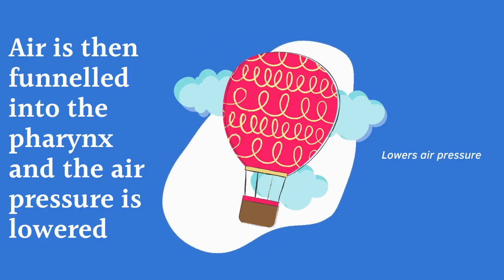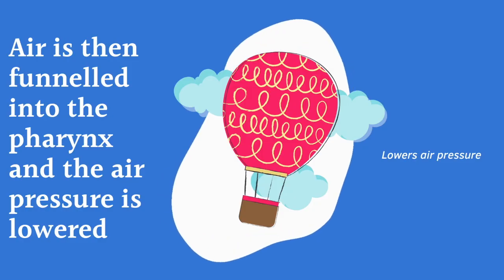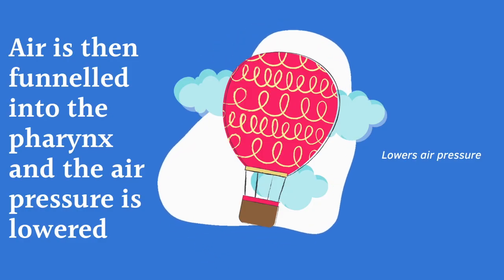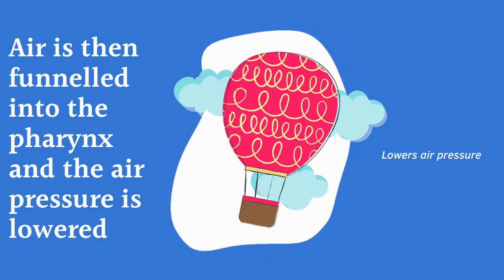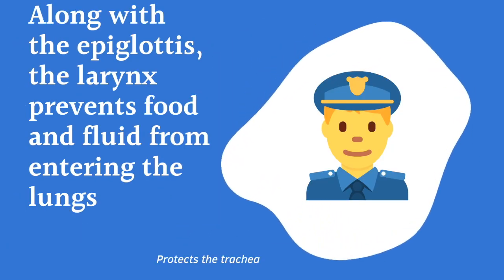As the air continues its journey down to the pharynx, this is where the air pressure gets lowered as it funnels its way down into the trachea, and the low air pressure enables it to enter the lungs in the state that it needs to be.